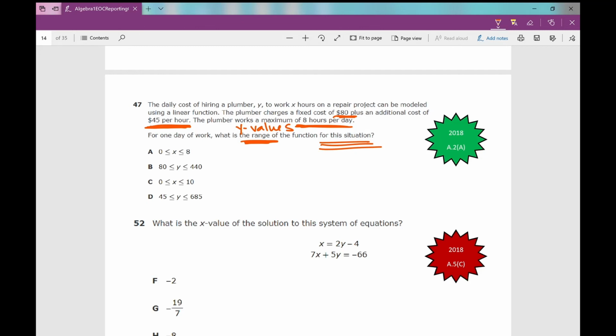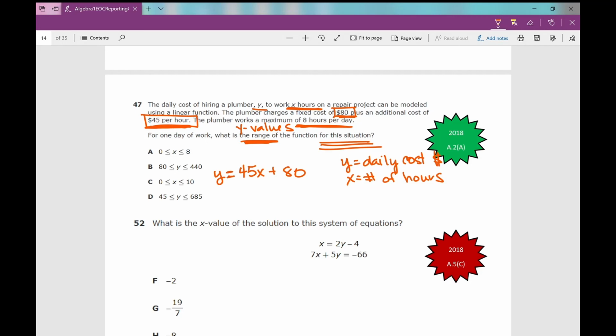Okay. Well, let's see what we're looking at. Again, we've got a word problem. We need to write our labels. What are X and what are Y? Daily cost of hiring a plumber, Y. So Y is going to be your daily cost in dollars to work X hours. So X is your number of hours. Okay, so fixed cost of $80, no matter what, $45 per hour. Students are usually pretty good at these types of problems. So $45 per hour, fixed cost of $80 equals Y. That's what my equation is going to be.